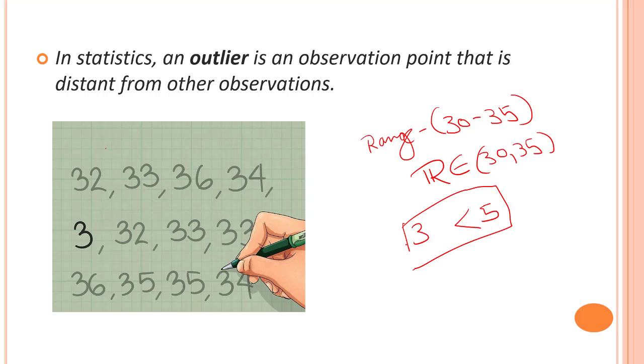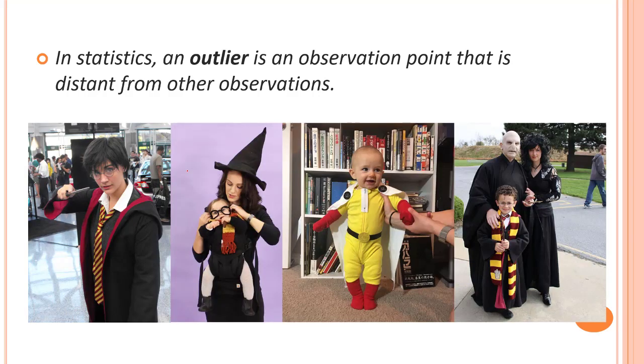Now, let's take a real life example. Let's say you are at a Halloween party where the theme is to dress up as a Harry Potter character. Your friends have come as Harry Potter, then some other character, then one more character, whereas you have become just an anime character, Saitama. So you are an outlier for that party. That is what we mean by an outlier.